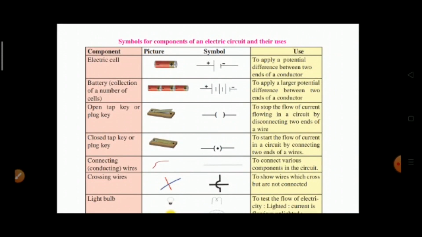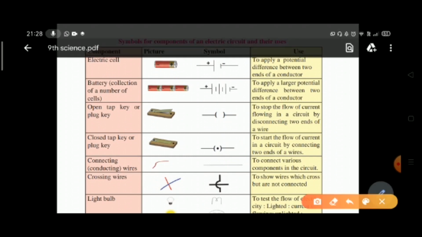We are studying chapter number 3, current electricity, and we'll be continuing with symbols for components of an electric circuit and their uses. So, what is an electric cell?